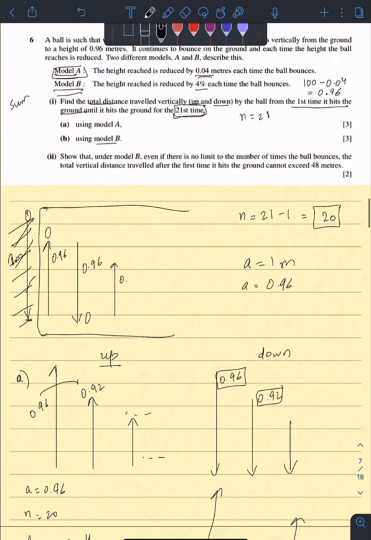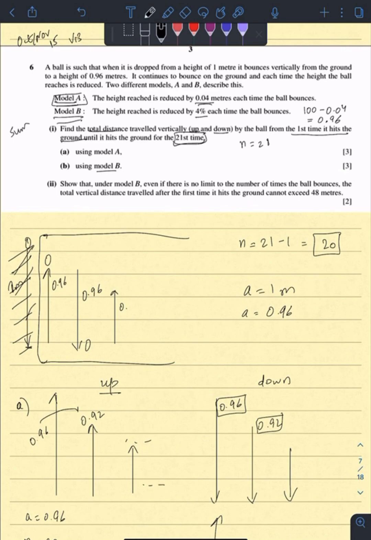Okay, for part B, for part 2. Show that under model B, even if there's no limit, so the ball is basically bouncing infinite times, so sum to infinity, the total vertical distance traveled cannot exceed 48 meters.